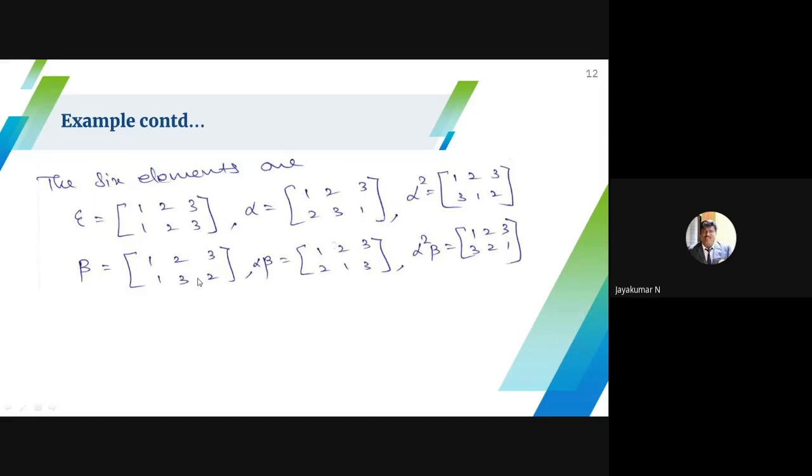Then I can find another one, say another permutation, beta. Try to find the square. Here the square becomes identity, so I stop here. So this is 3 permutations, and these 3 are enough for getting the remaining 3. Already I got 1. The remaining are alpha into beta, that is alpha beta, and alpha square into beta, that is alpha square beta. So the first permutation is alpha square, the second permutation is beta.